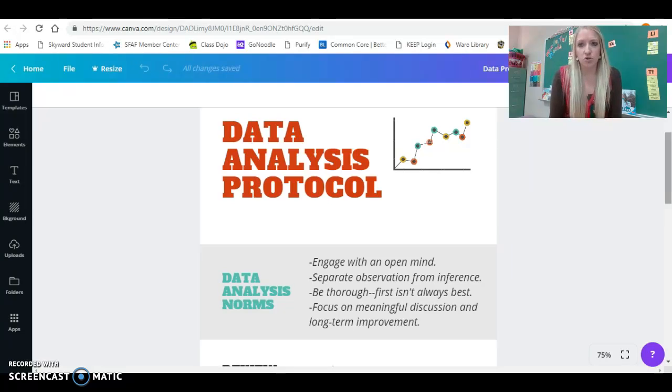You need to look at data in multiple ways to see if you can come up with something that maybe you haven't seen before, or dig a little bit deeper. And then, of course, focus on meaningful discussion and long-term improvement. As I said at the beginning, we're not here to place blame on anyone, on the teachers, on the students, on the curriculum. We really are here to figure out how to best solve the problem that we're noticing.